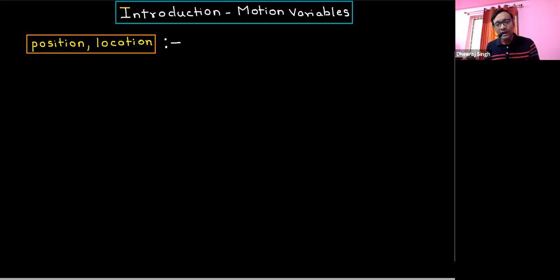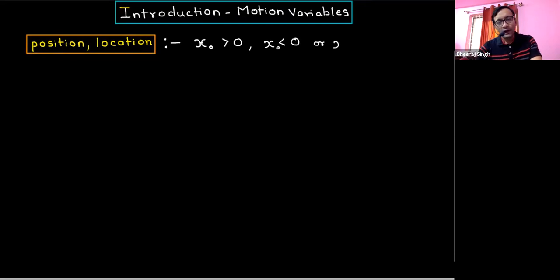Most of the time we assume initial location or position to be zero. That is our assumption. But you should know that you are assuming it. Fine. So initial location is represented by the variable x naught in motion 1D. Now x naught can be greater than zero, x naught can be less than zero, or x naught can be equal to zero. So it can have any value. x naught belongs to the real number set. It can be anything. Okay.